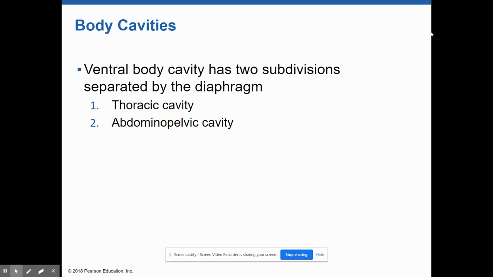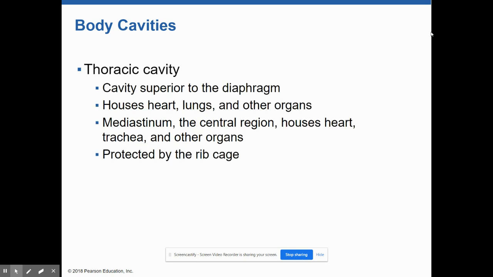Then the ventral body cavity has two subdivisions that are separated by the diaphragm, the thoracic cavity and the abdominopelvic cavity. The thoracic cavity is the cavity superior to the diaphragm. It houses the heart, lungs, and other organs. The mediastinum, the central region, houses the heart, trachea, and other organs. And this cavity is protected by the rib cage.